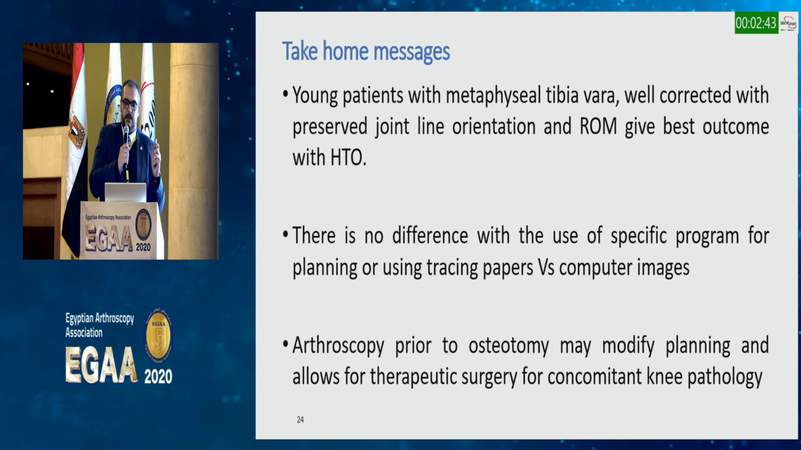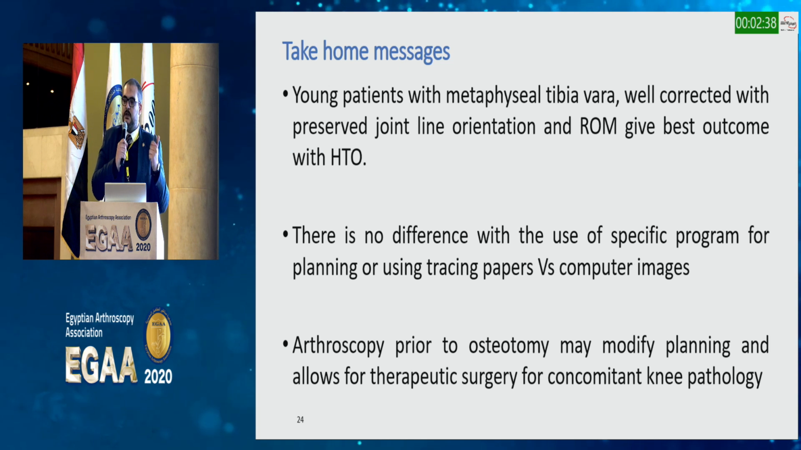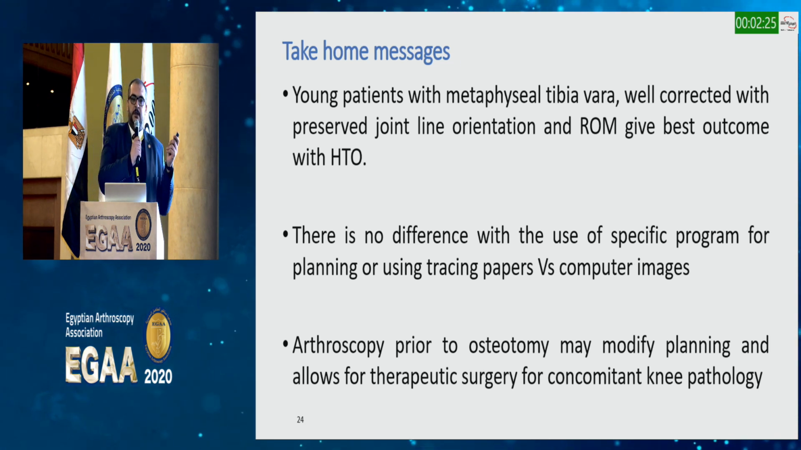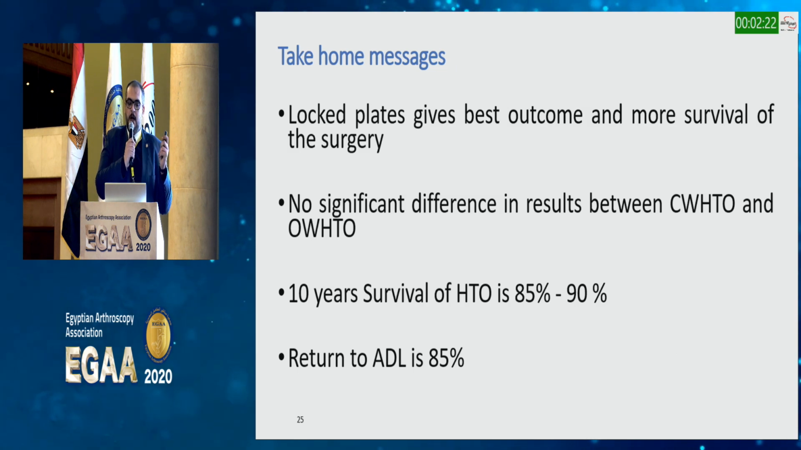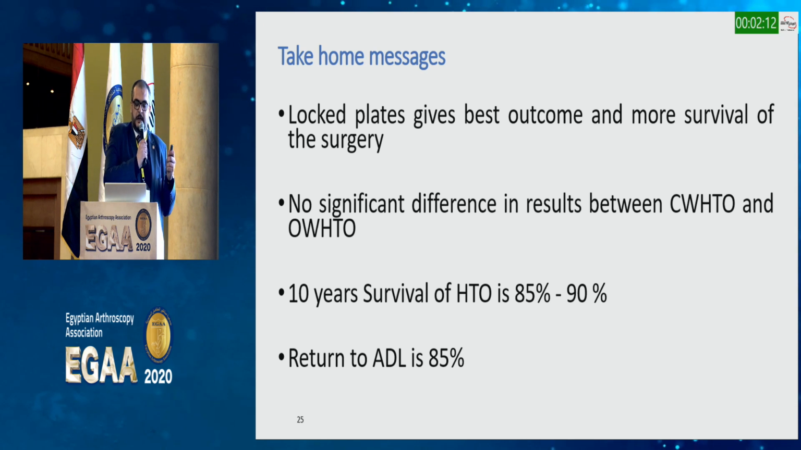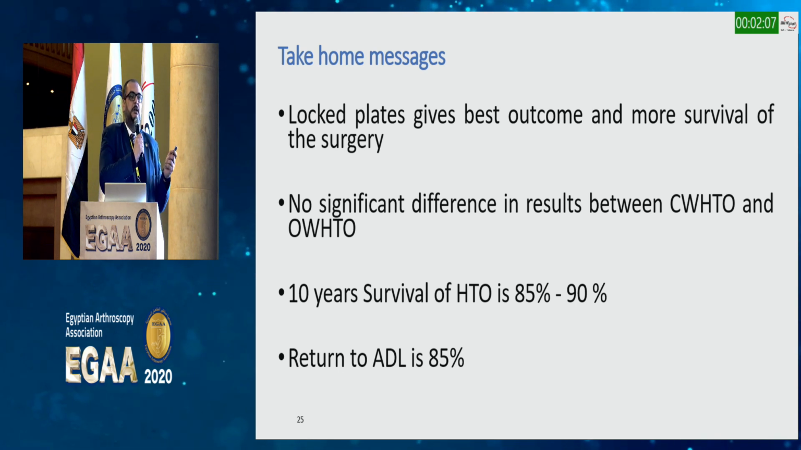So the take-home message is, young patient with metaphyseal tibia vara, well-corrected and preserved joint orientation gives best outcome. There is no difference between specific program or planning using tracing paper or computer imaging and planning for high tibial osteotomy. Arthroscopy prior to osteotomy may modify planning and allow for therapeutic surgery of concomitant knee pathology. Locked plates give the best outcome or survival in the surgery. No significant difference in results between closing wedge and opening wedge high tibial osteotomy. The 10-year survival rate is about 85 to 90%. Return to activity of daily living is about 80% of cases.